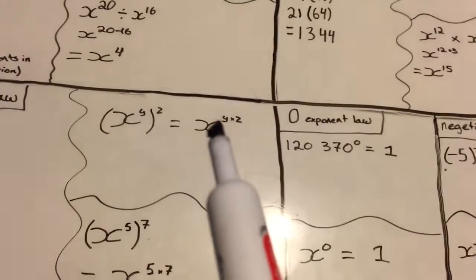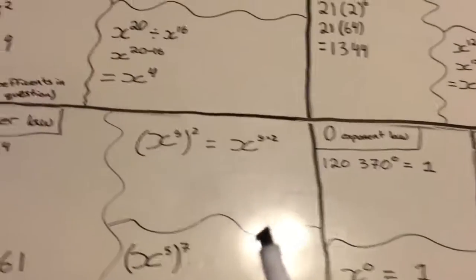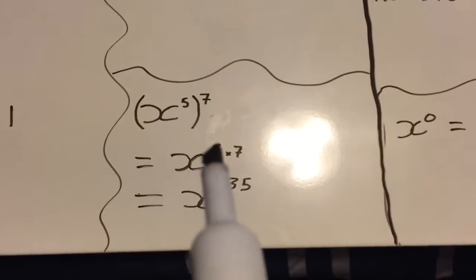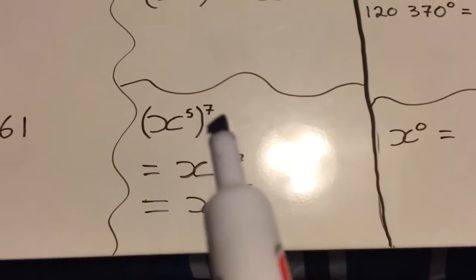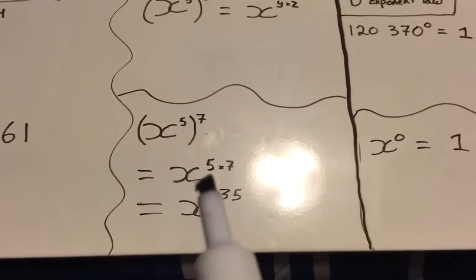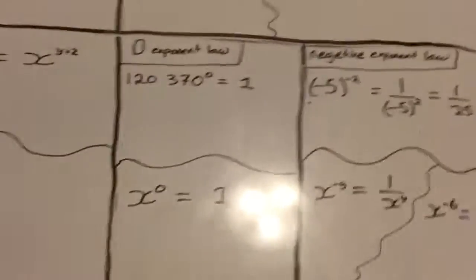As a variable base, that can be x to the power of y to the power of z. This is equal to x to the power of y times z. We can't go any further than this because we don't know the value of these variables. Now we have this, x to the power of 5 to the power of 7. So we keep the base of x and we multiply the 2 exponents, so 5 times 7, which is equal to x to the power of 35.